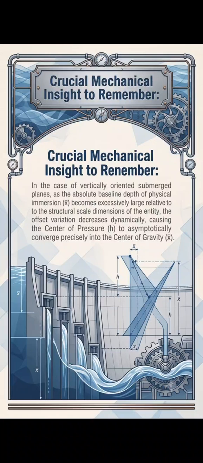Crucial mechanical insight to remember. In the case of vertically oriented submerged planes, as the absolute baseline depth of physical immersion x bar becomes excessively large relative to the structural scale dimensions of the entity, the offset variation decreases dynamically, causing the center of pressure h to asymptotically converge precisely onto the center of gravity.